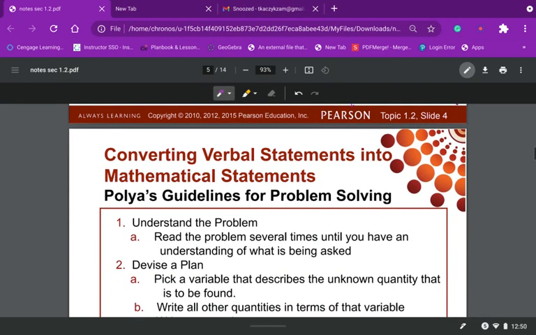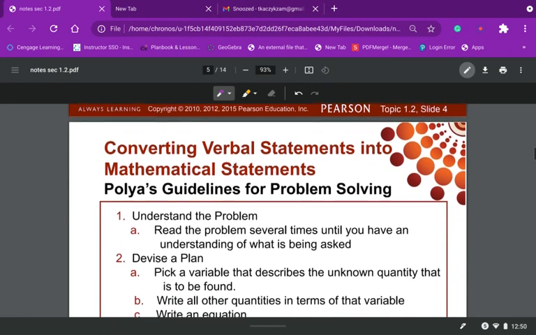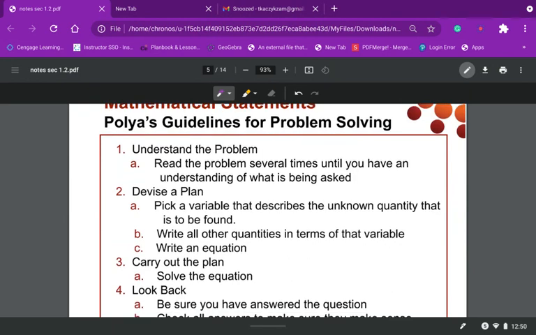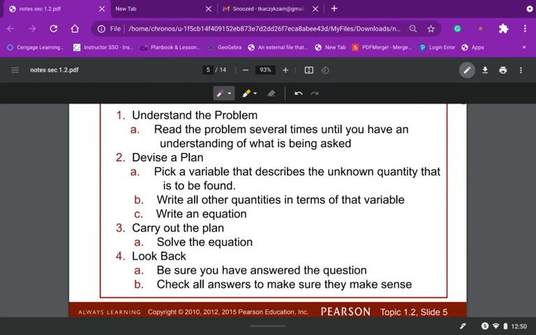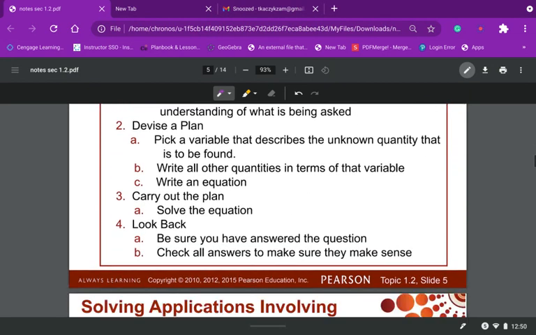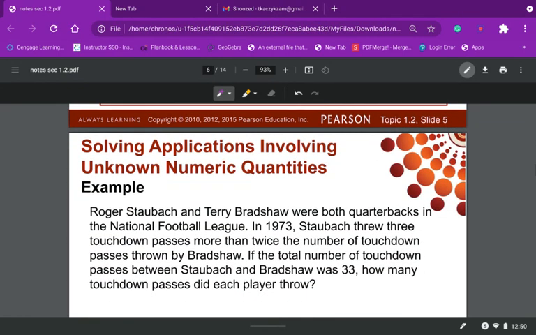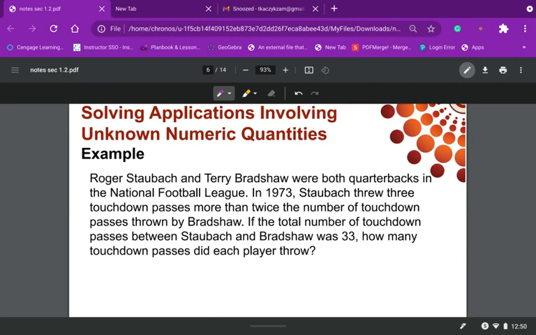So next part of section 1.2, just giving you some steps how to convert verbal statement into mathematical sentence. So you guys have all those steps. Okay, I will read that for you to read it. And I just want to move straight to the example.